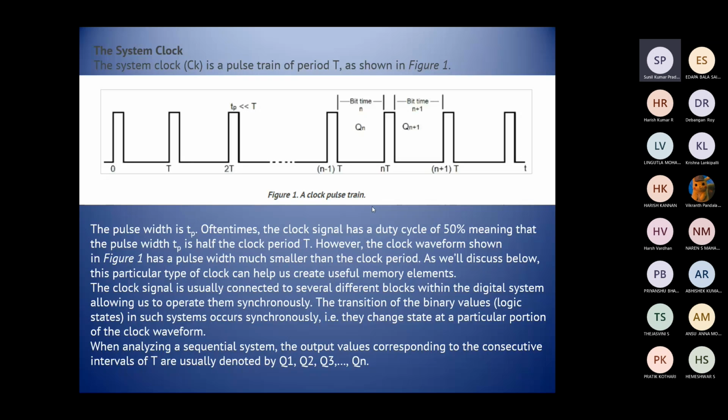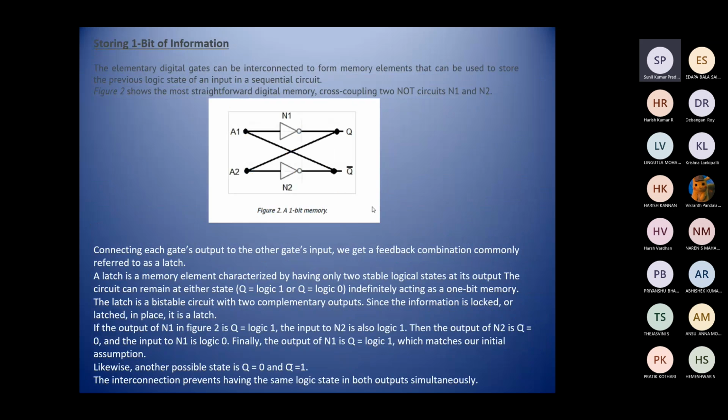Along with this, when we have a sequential circuit, we have to incorporate the clock pulses. The clock pulses look like this, and we have the pulse width and the pulse time period, which we have to determine accordingly. Then we discussed how the storing of one bit of information is possible. This is the simple latch that we have discussed.